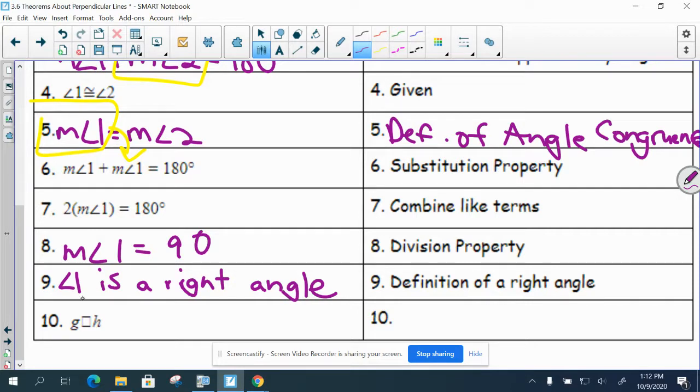And therefore, now we know that for step 10, if angle 1 is a right angle, then by the definition of perpendicular lines, line G and H must be perpendicular.